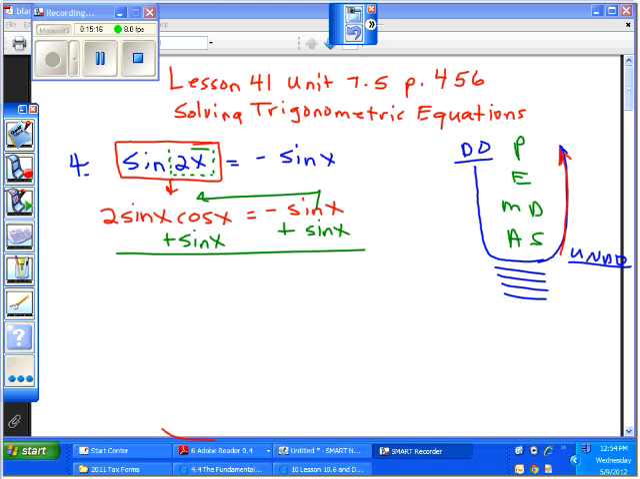Now I could have divided by it, right? I'll show you that in a minute. I could have divided both sides by that and got a 1 over there instead of a 0. There's no rule that says I have to make this a 0, because it's not a quadratic. So let's look at this maybe two ways. If I did this, then I would have 2 sine x cosine x plus sine x is equal to 0, right?